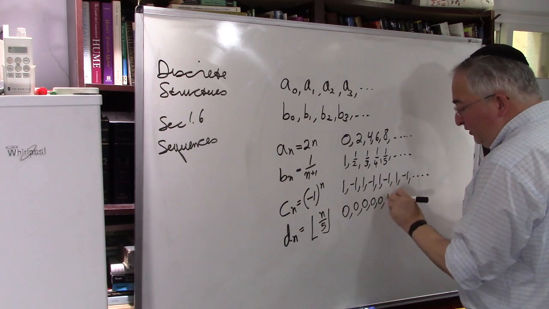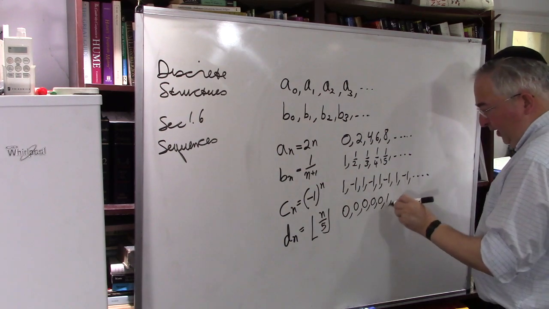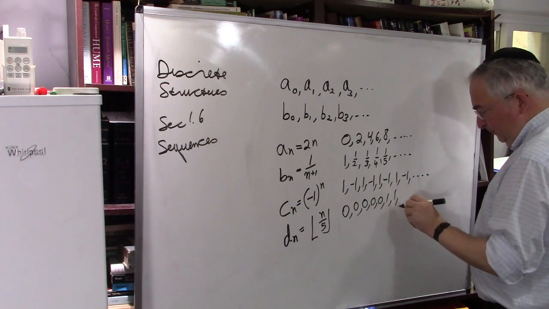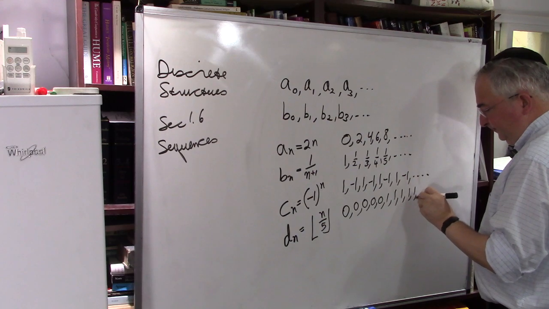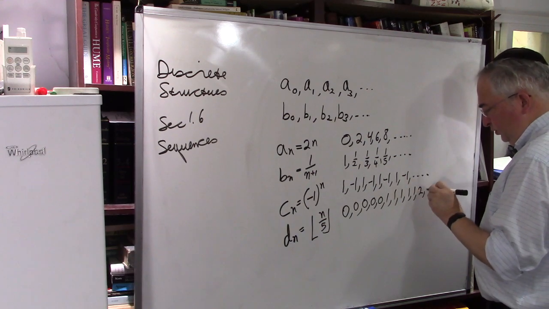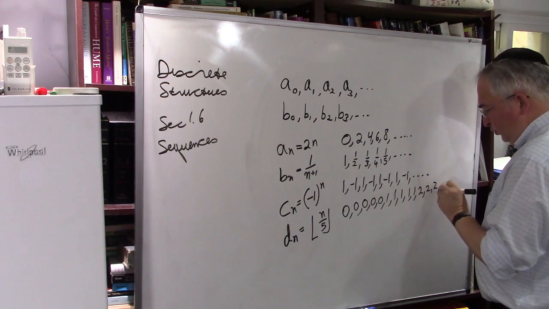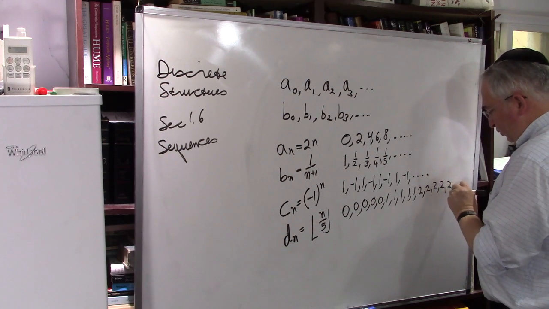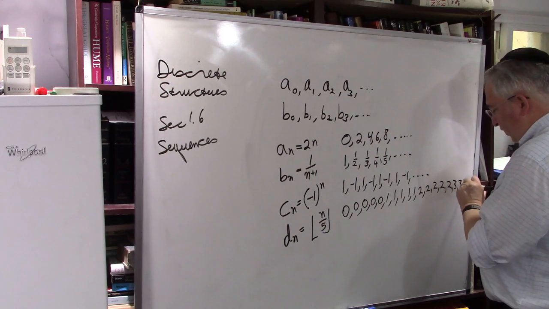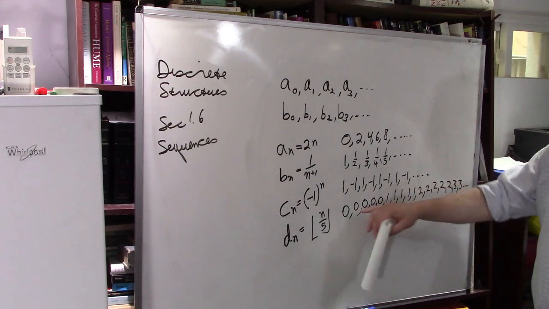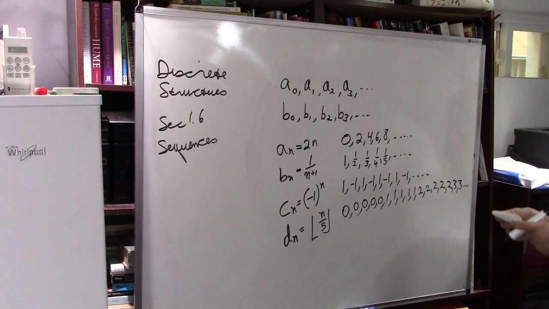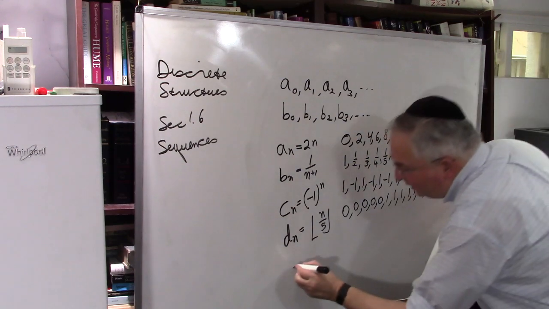5 over 5 is 1. 6 over 5, floor is 1. 7 over 5, floor is 1. 2, 2, 2, 2, 2, 3, 3, ... So basically it's going to repeat the numbers 5 times. 5 times everything.